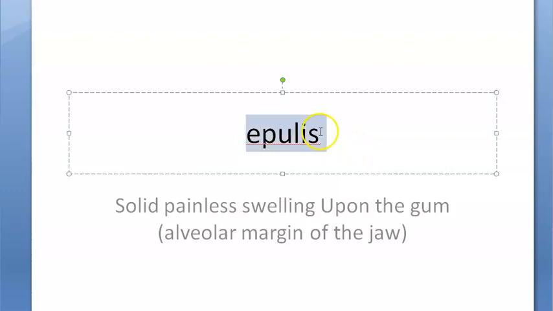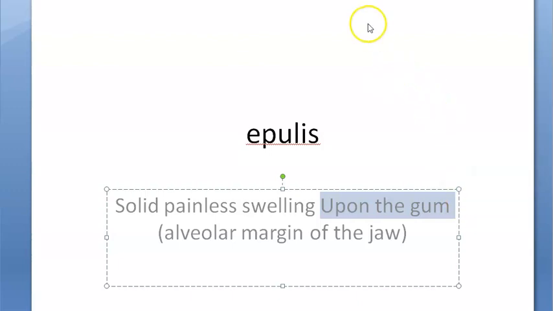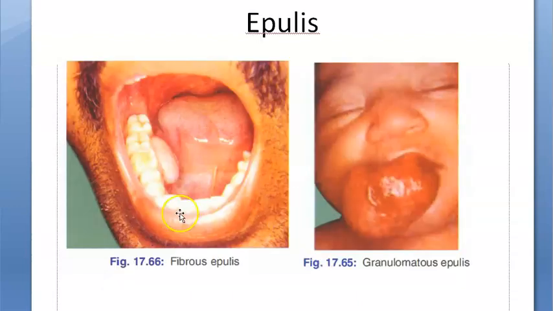In this video, let us look at Epulis. Epulis means upon the jaw, upon the gum. So what is upon the gum? A solid painless swelling is upon the gum. So look at this. Upon the gum, can you see a fibrous epulis here and a granulomatous epulis?